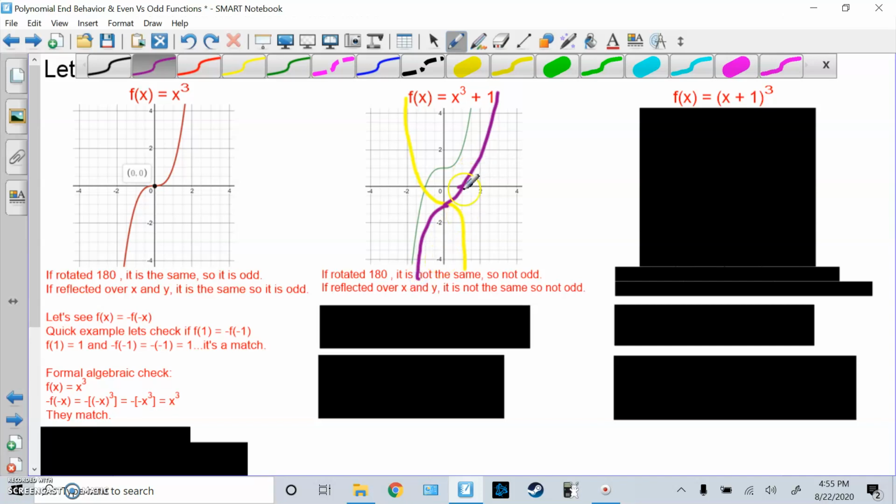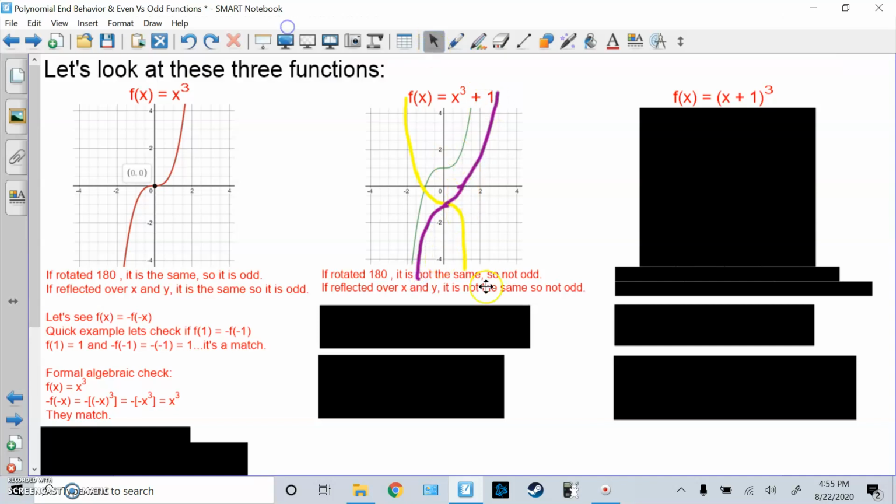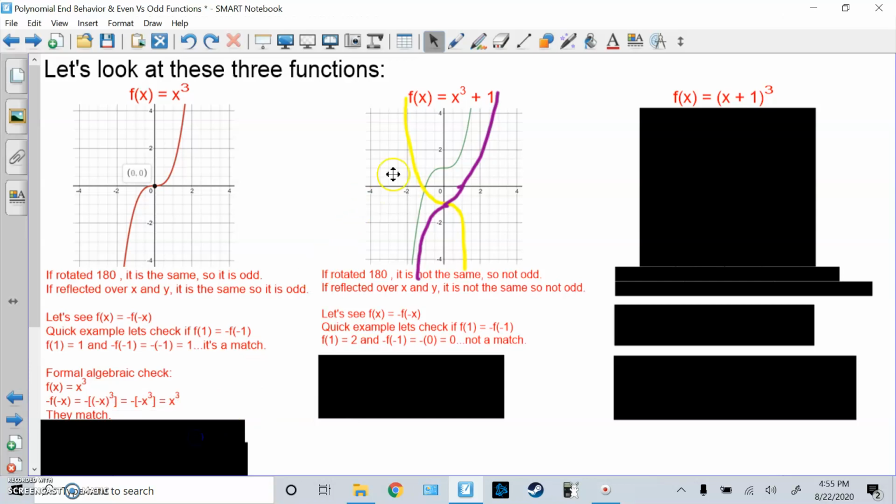Okay, so notice this purple line is not the same as the green line. Alright, so let's do a quick check. I want to leave a purple line there. I'll show you why in a second. Let's check f of 1 and negative f of negative 1 for the original graph. F of 1 goes to 2. F of negative 1 is 0. So negative 0 of 0 is still 0, not a match.